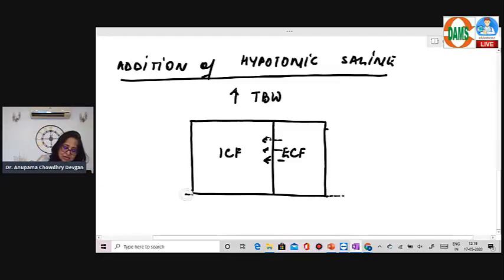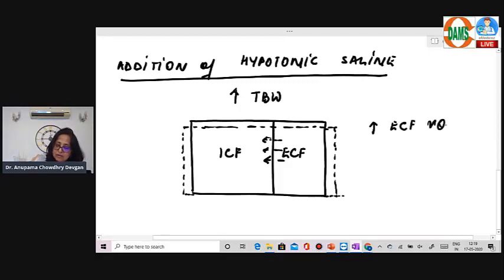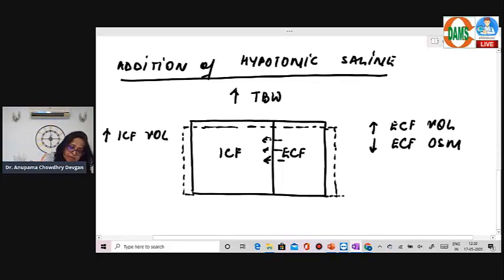So what will happen to the net result? There is also an increase in the ICF volume, decrease in ICF osmolality. This is what has happened. This is going to be the final picture, right? There is an increase in ECF volume. There is a decrease in ECF osmolality. There is increase in ICF volume and decrease in ICF osmolality. Absolutely right, Sriraj Alapati.